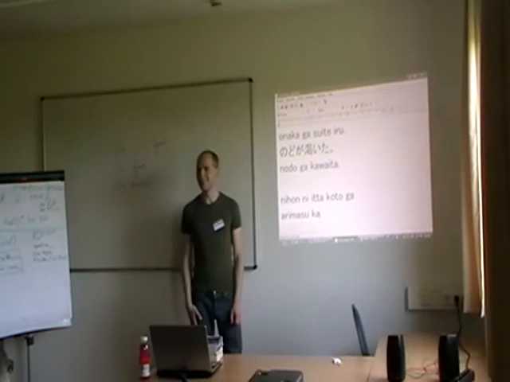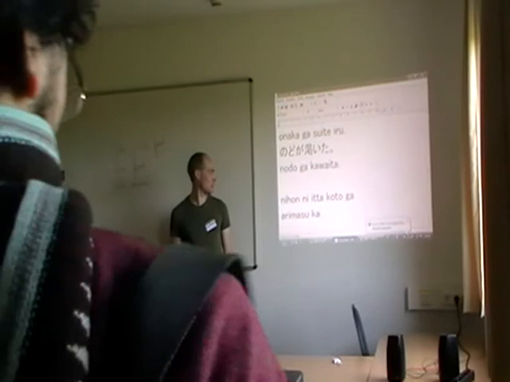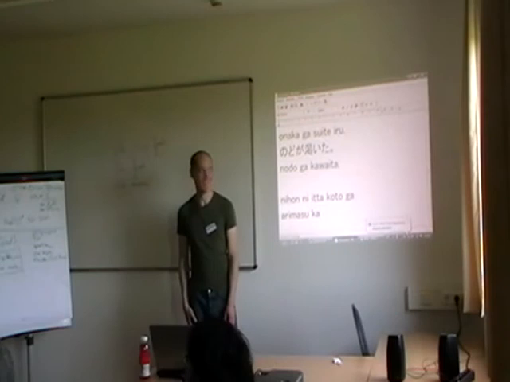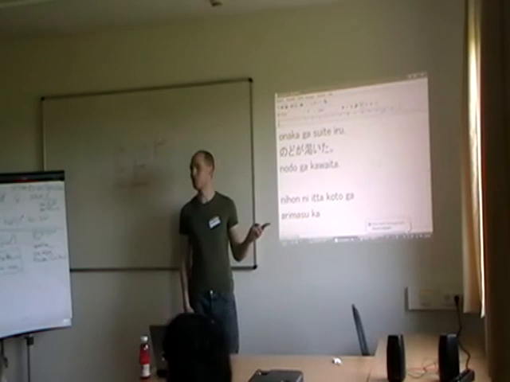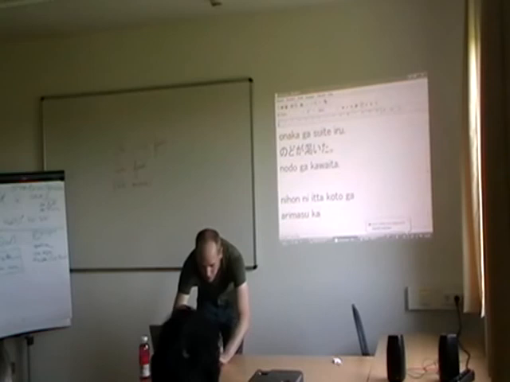Koto and then ga. Ga is the subject particle. Arimasu means like to be or to exist. So does the fact exist that you've been to Japan? And where is the you? The you has dropped. That's another aspect of Japanese. They drop a lot of pronouns. So in natural Japanese, you will drop a lot of the pronouns. You would say anata wa, which is the you part. Anata wa is one of the more neutral ones.